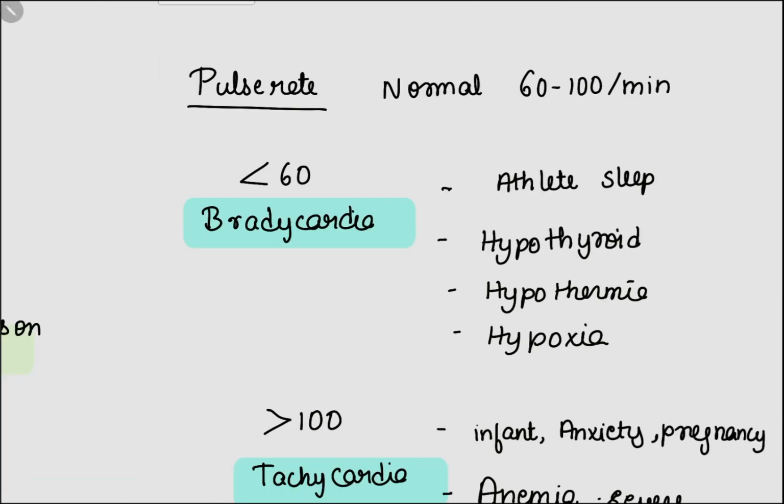Then, what about pulse rate? Normal 60 to 100 per minute. Less than 60, bradycardia. More than 100, tachycardia. For bradycardia, the most important causes are physiologic, athlete, sleep, pathologic, hypothyroid, hypothermia, hypoxia.